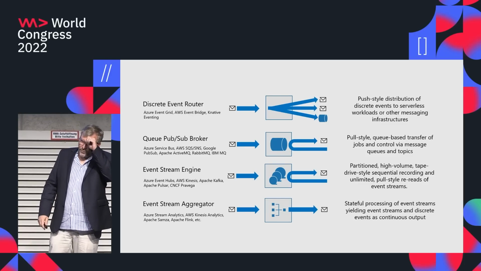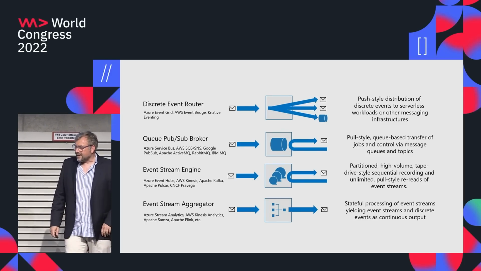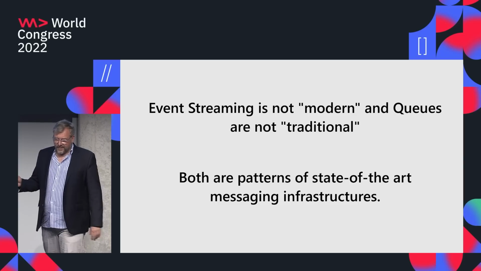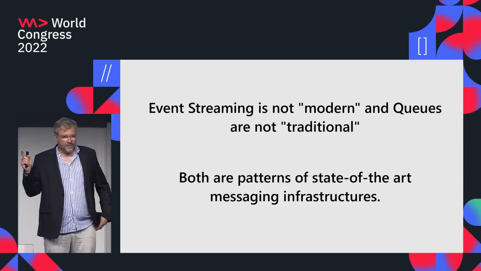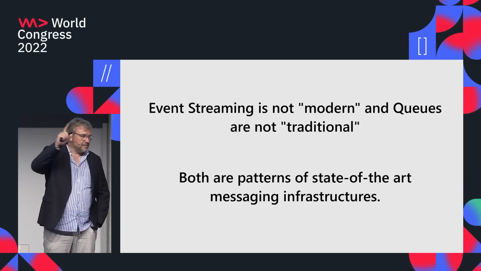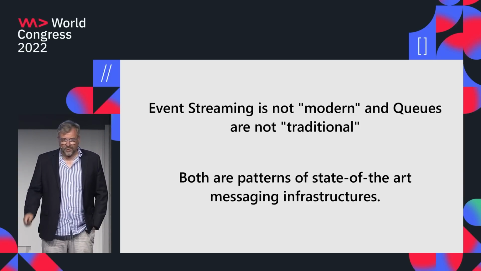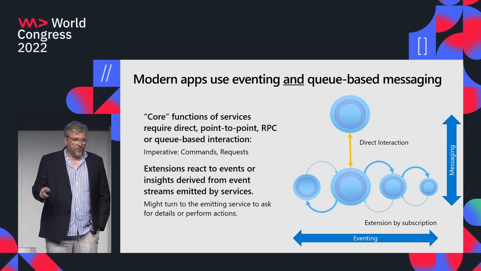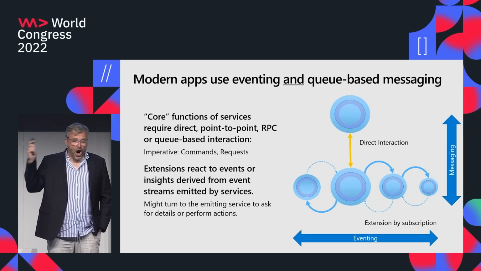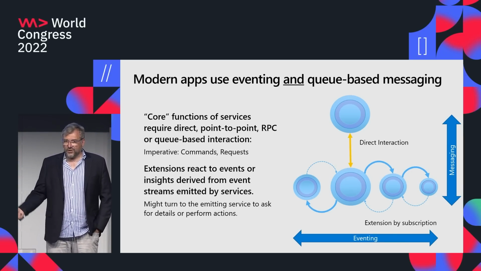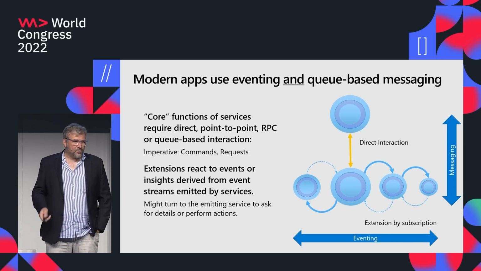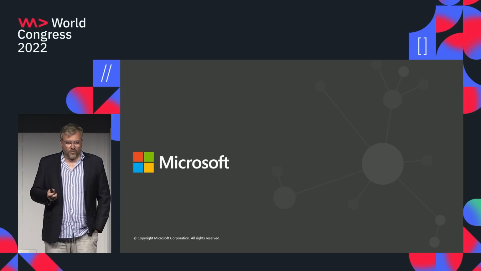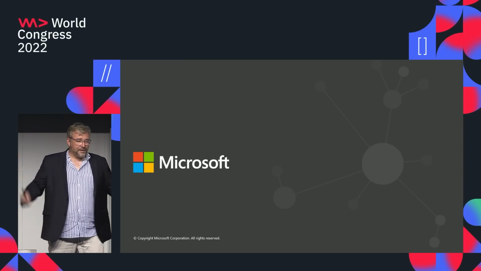If you look for me on YouTube, you will find some talks where I explain those. Remember that, with the Kafka thing, event streaming is not modern and queues are not traditional. Both are in all systems. Most modern apps use event streaming, RPC, REST, and queues together. And so I hope I was able to give you a bit of an insight into what queues are and where they're useful. And with that, thank you for your attention.